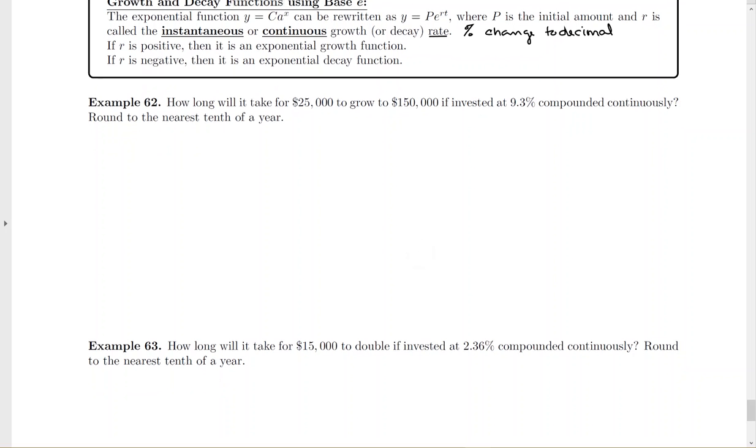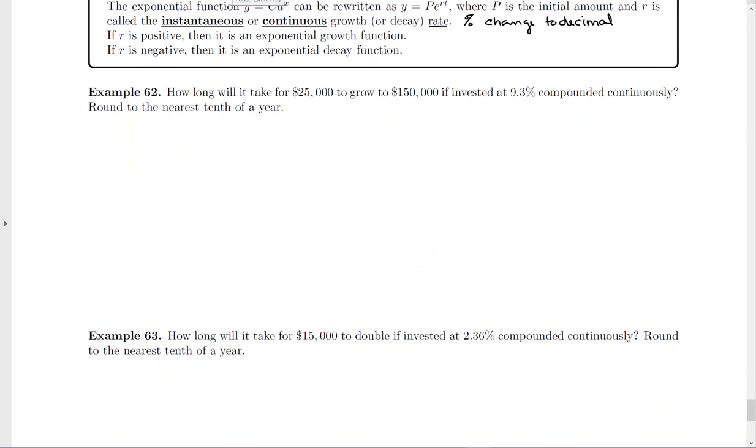So in question number 62, you're like, well, when do we have to use the formula? Use the formula when you see the word continuously. That's your big hint that you're using what I call the PERT formula. How long will it take $25,000, that's my initial amount, that's P, to grow to $150,000, that's the amount out that I want, my output, if invested at 9.3%. Change that to a decimal, move it over 2 places to the left, and we're looking for time. Round to the nearest tenth of a year, so 1 decimal place.